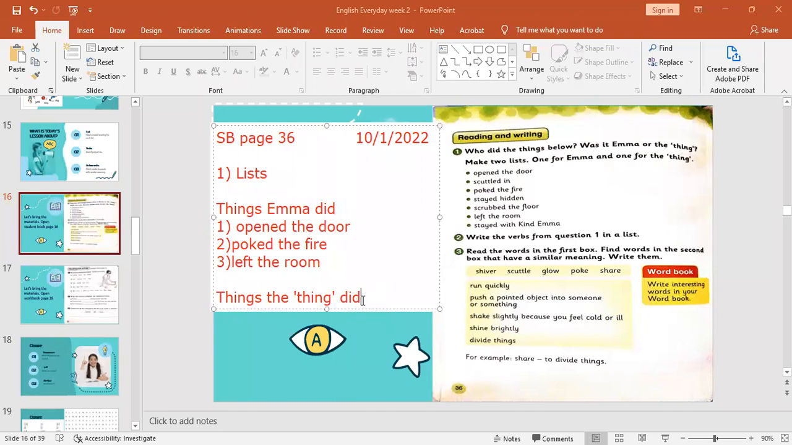Now, let's talk about the things that the thing did. The thing, number one, squatted in.